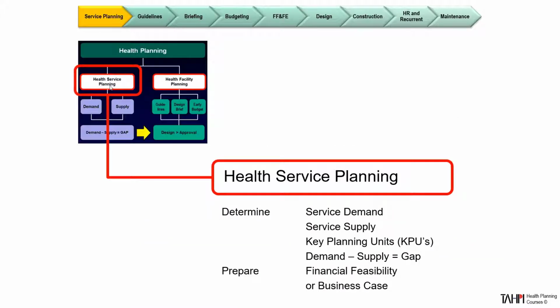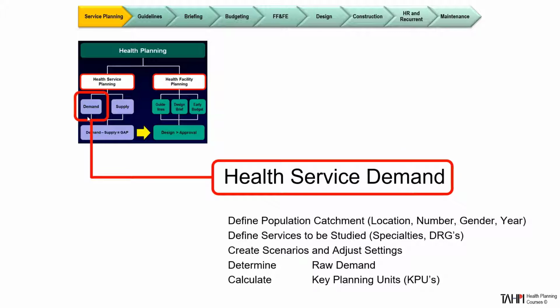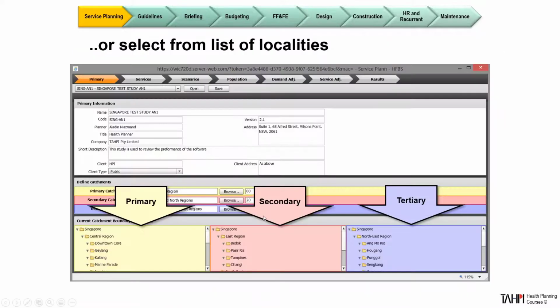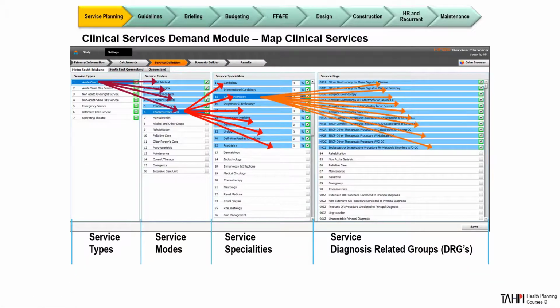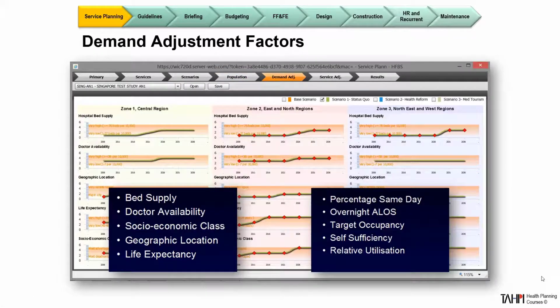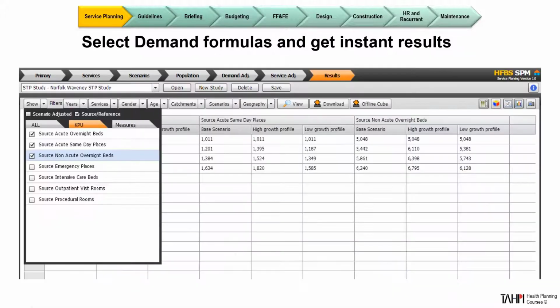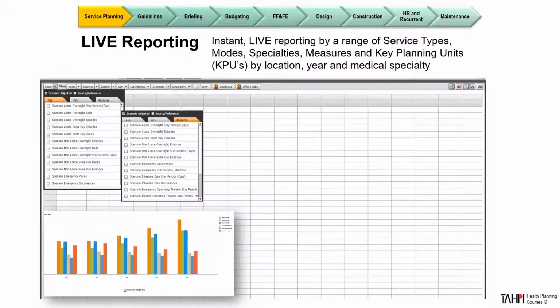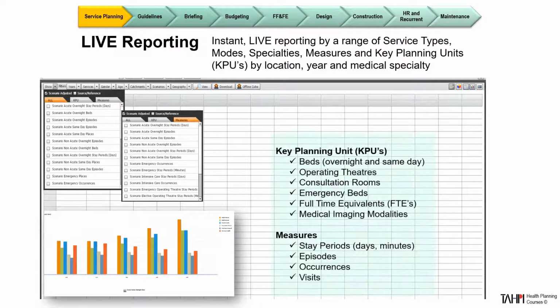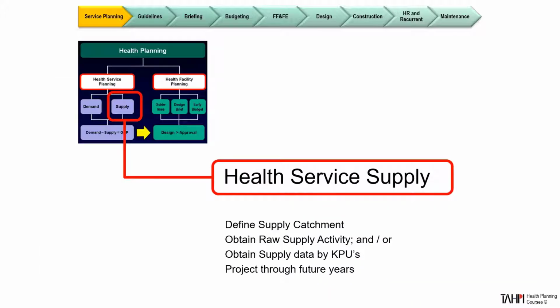For example, we start with health service planning. We expand that into the subjects of demand, supply, and gap. We look at health service demand through the definition of population catchments, definition of services to be studied, creation of scenarios and adjustment of settings, and determination of the raw demand. Then that is converted and calculated to become key planning units or KPUs.